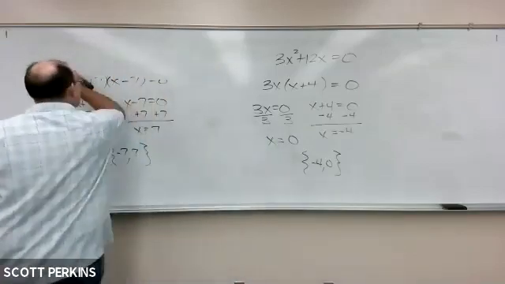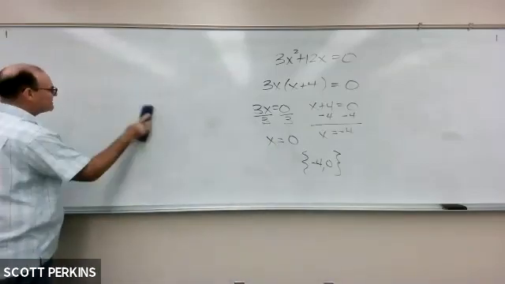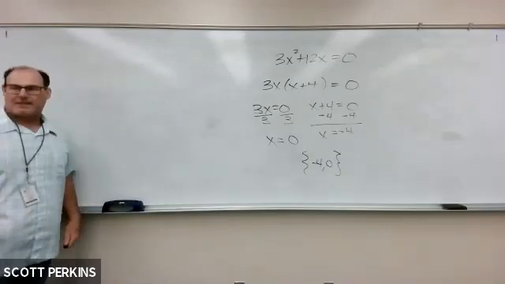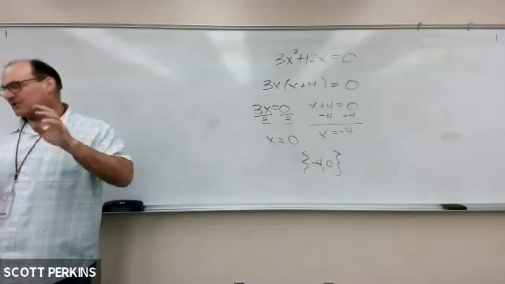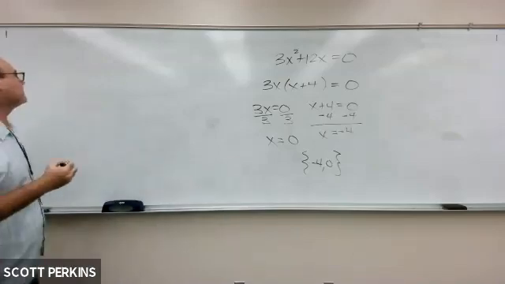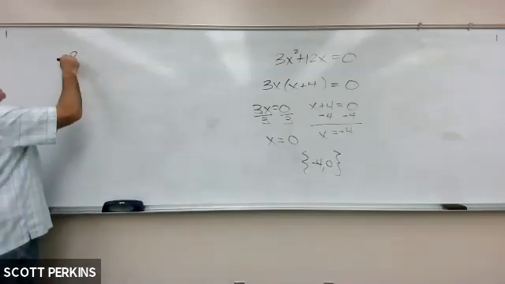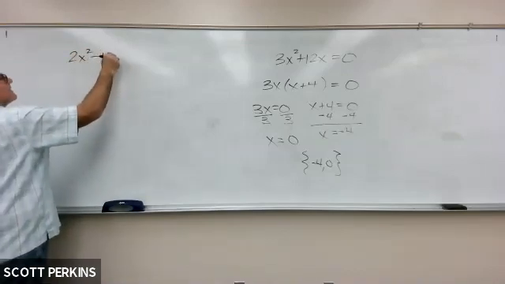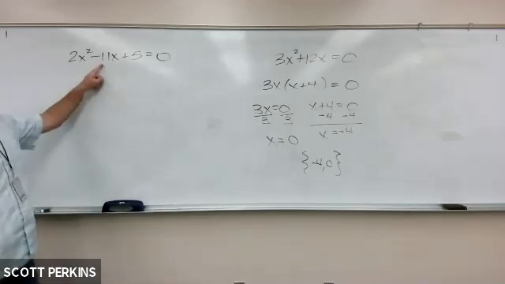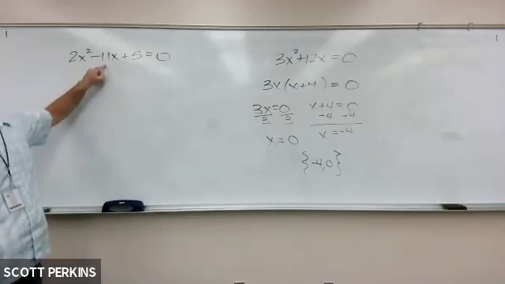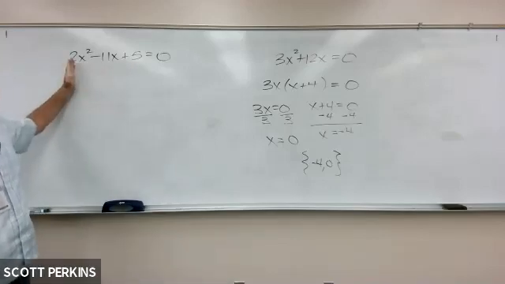All right, here's the next one. I'm going to give you a little more time on this one because this is not one that you're going to just do the unfoiling. You're going to use the grouping method because there's going to be a number in front of the x squared. So give this your best shot. 2x squared minus 11x plus 5 equals 0. So this one, you're going to have to use the grouping method because there's 2 in front of the x squared.